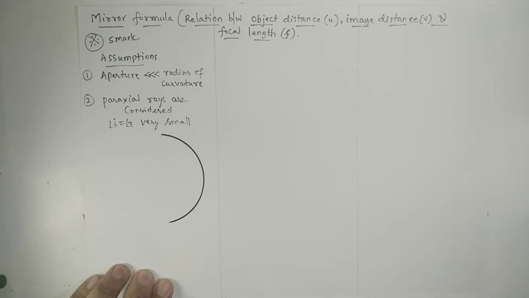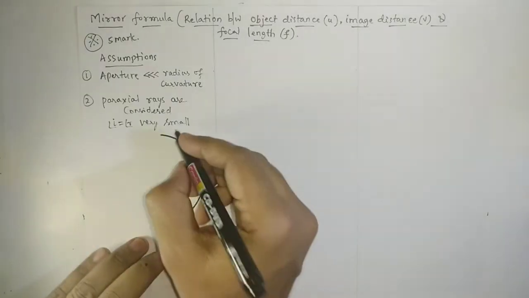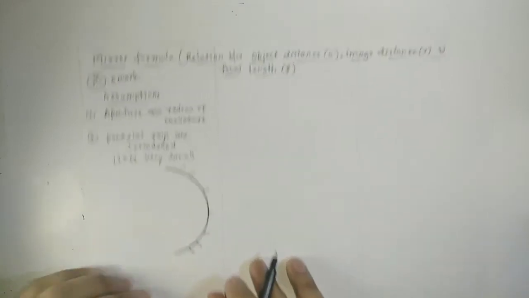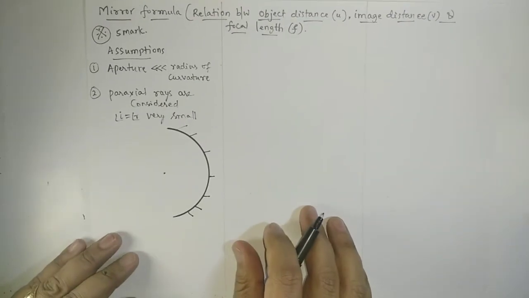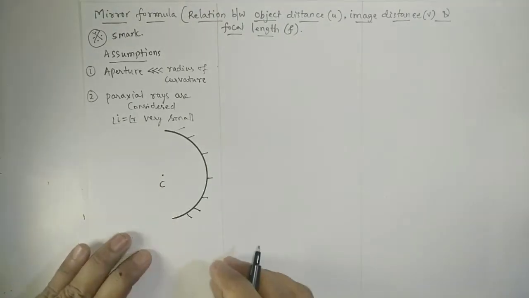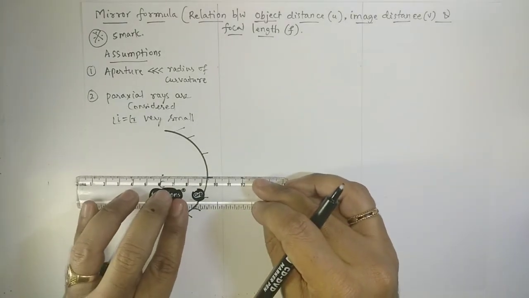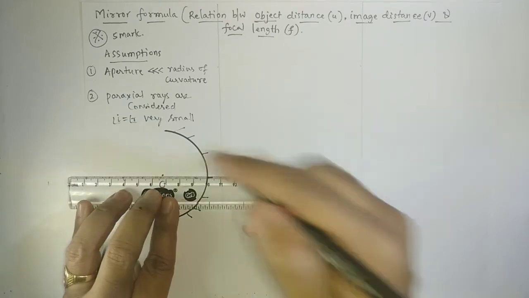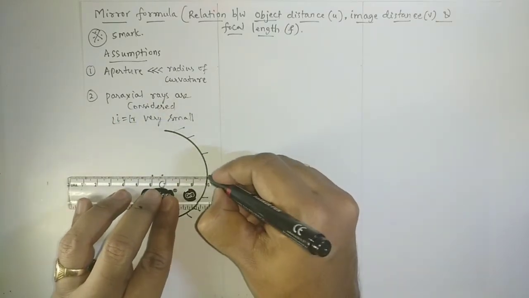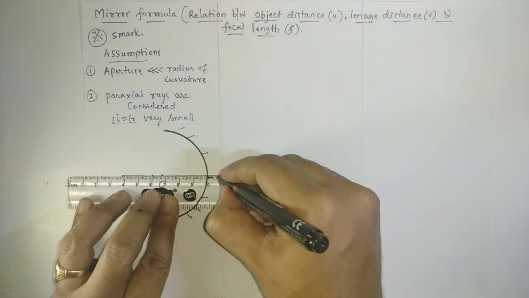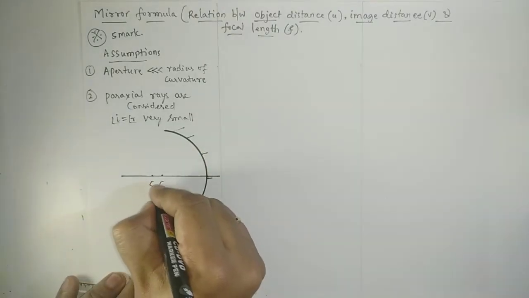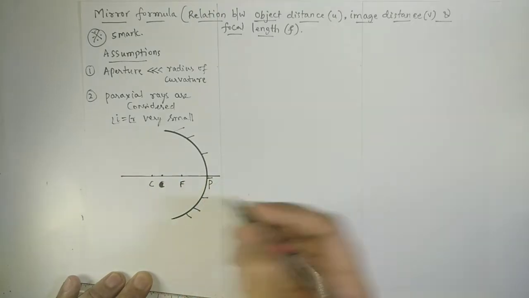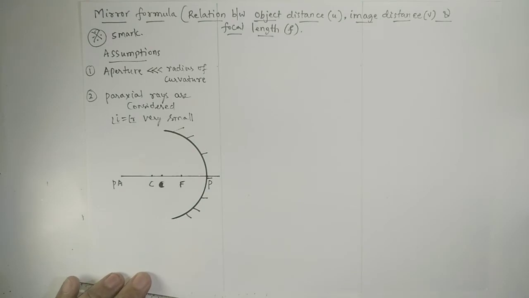So we have a concave mirror with C being its center of curvature. Try to mark the center of curvature, which will be somewhere here. Mark the pole, the focus, and draw the principal axis. So C being its center of curvature, F being its focus, P being its pole, and PA being its principal axis.